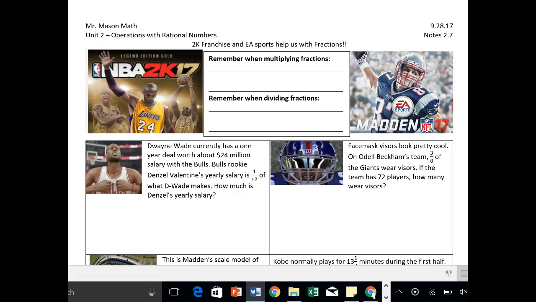So today what we're going to try and do is take the stuff we've learned about multiplying and dividing fractions and put it into the real world. Now, it's not technically the real world because we're talking about virtual reality and video games, but for once we can talk about video games and math.